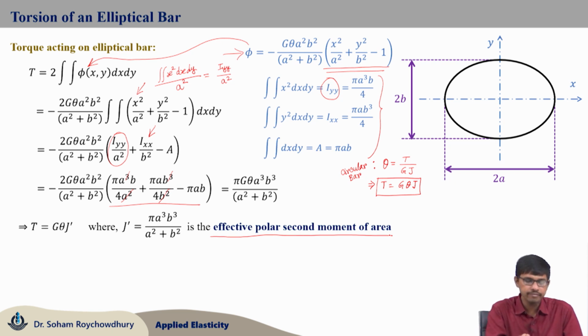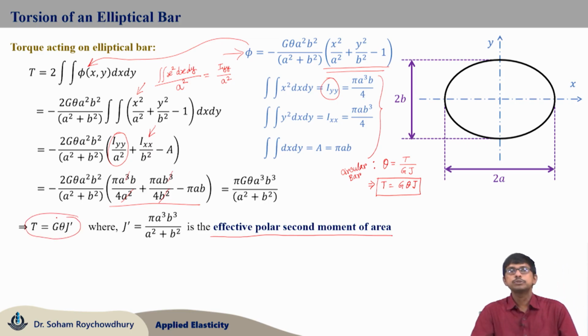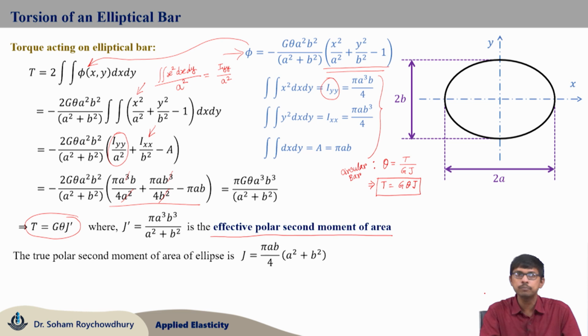That we are simply deriving by defining an expression of this T equals G theta J prime, where J prime should be this. But this is not the actual polar second moment of area of the elliptic cross section, because effective polar second moment of area is obtained from this torque T theta relation based on Saint-Venant's theory. But from the properties of area, the true or the actual polar second moment of area for the ellipse is J equals pi a b by 4 divided by a square plus b square.